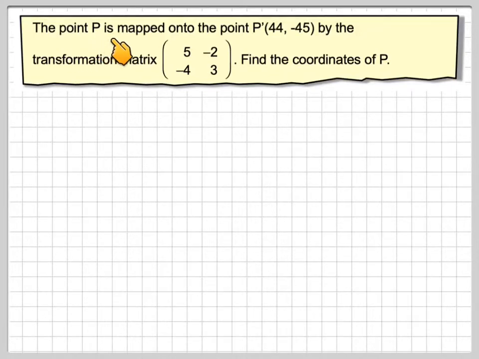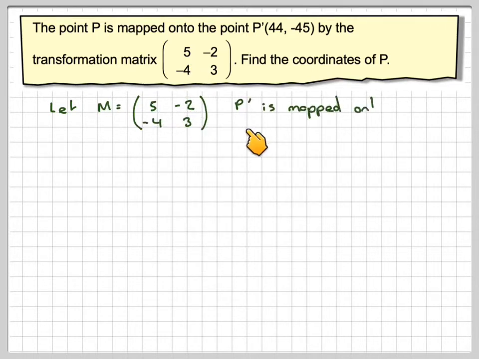The point P is mapped onto P dash (44, -45) by the transformation matrix (5, -2; -4, 3). Find the coordinates of P. Okay, if we let M be this matrix (5, -2; -4, 3), and P is mapped onto P dash, then P dash is mapped onto P by its inverse.